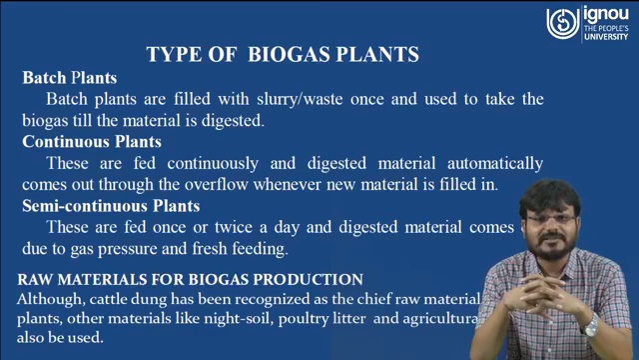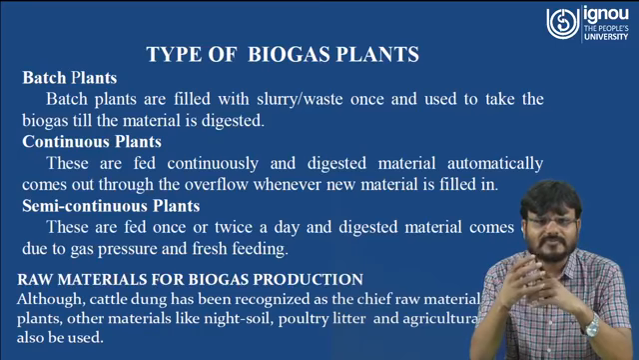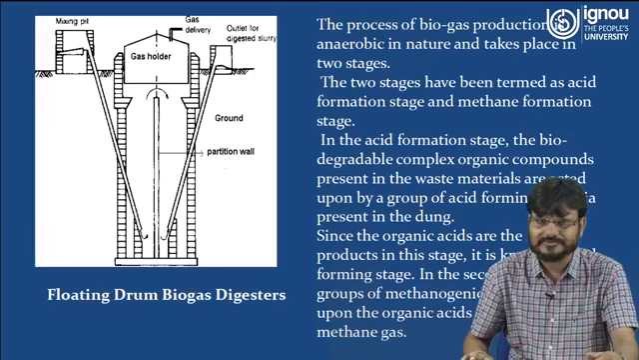And third is a semi-continuous plant. These are fed once or twice a day and digested material comes out due to the gas pressure and fresh feeding. Now we have to know what raw materials are used for biogas production. Cattle dung is recognized as the chief raw material for the biogas plant. Other materials like night soil, poultry litter and agricultural waste can also be used.